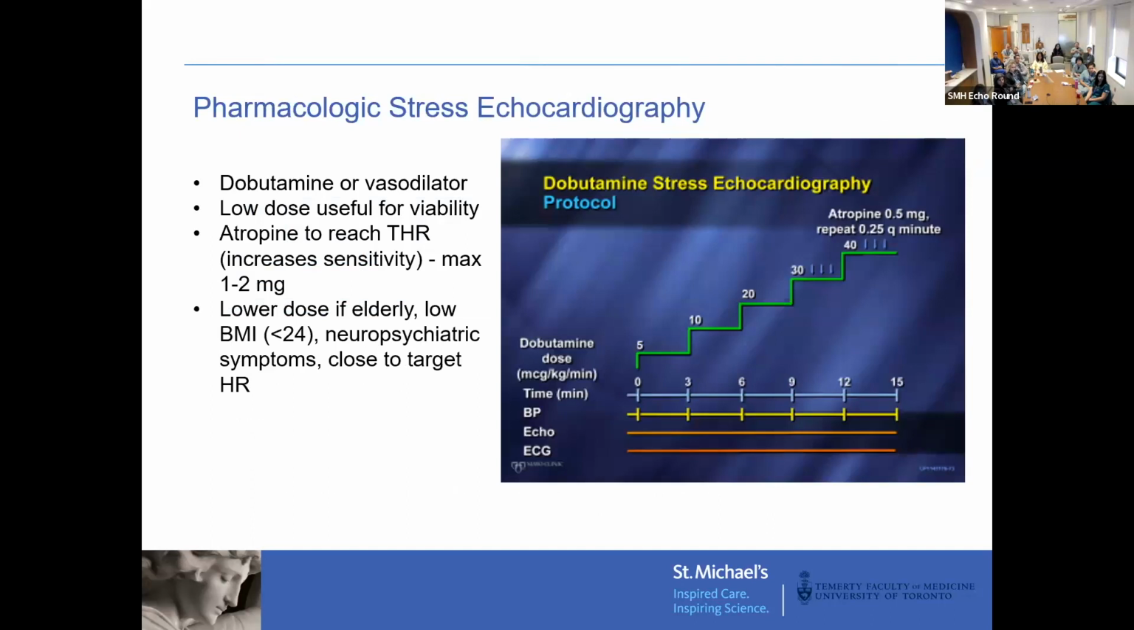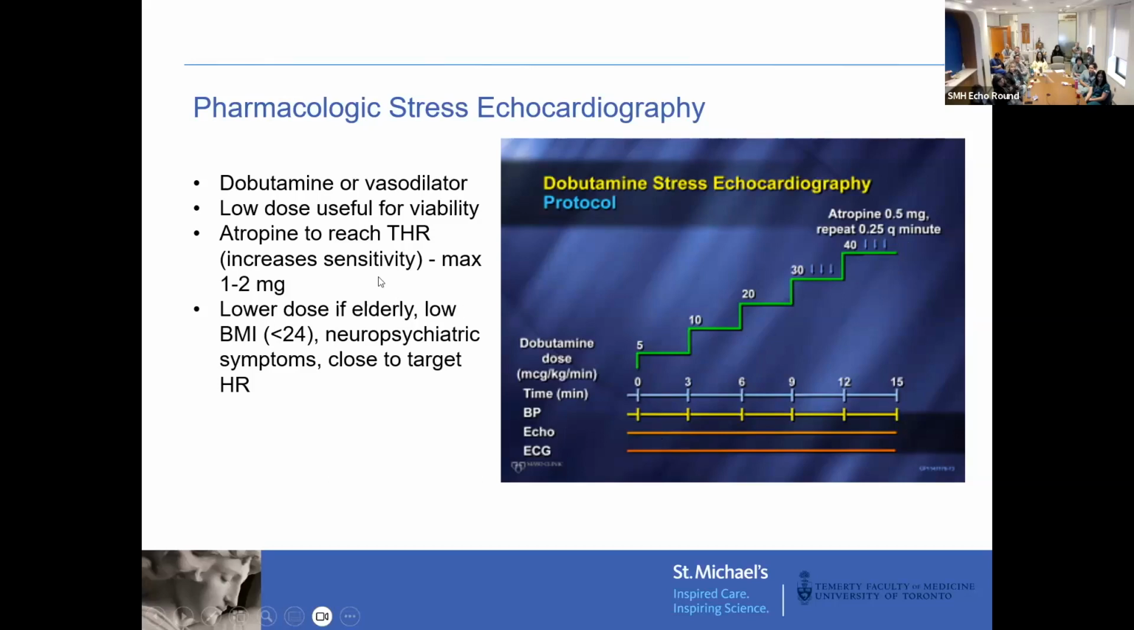Okay, and then the other form of stress is, of course, pharmacologic stress. So the most popular one in North America is the dobutamine protocol, where every 3 minutes or so you go up on the dobutamine infusion rate, so from 5 all the way up to 40. And as I said, you can use atropine at the very end if you're just shy of the target heart rate. Low dose versus high dose is helpful for viability, as I'll talk about in a second.